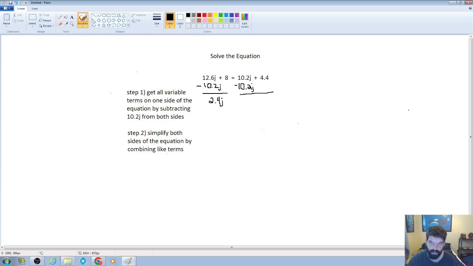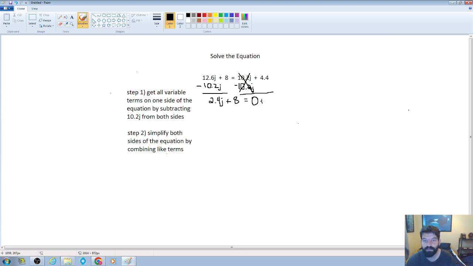When it comes to combining like terms, there are a couple of rules. The first is that for the purposes of this question, all your constants, the numbers without variables, are like terms. And all terms that involve the variable j are also like terms. So when we subtract, we just subtract the coefficients, giving us 2.4j plus 8 is equal to, and you'll notice that 10.2j minus 10.2j essentially cancels itself out. For housekeeping, you can represent that with a 0.